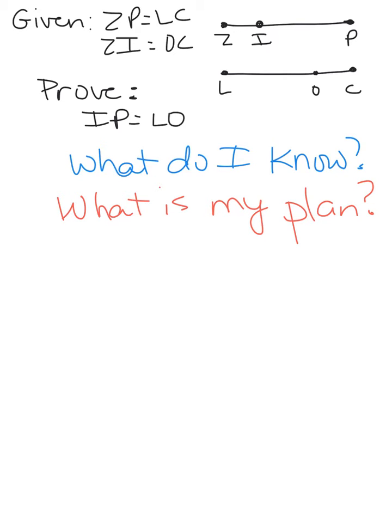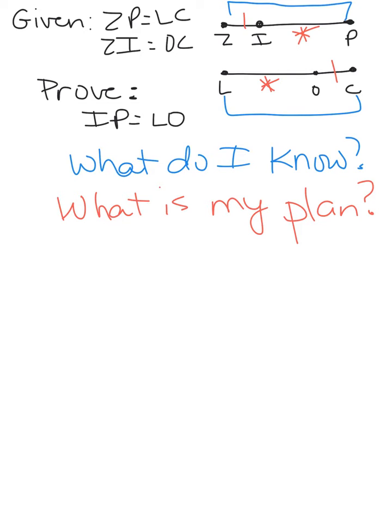So let me just mark up what I have. I have that ZP, I'm going to mark that in blue, is equal to LC. That's the same. I also have that ZI is equal to OC. So I notice a few things. I'm missing that part. What I'm trying to find is this IP is equal to LO. I notice that I have some segment addition postulate I could use, right?